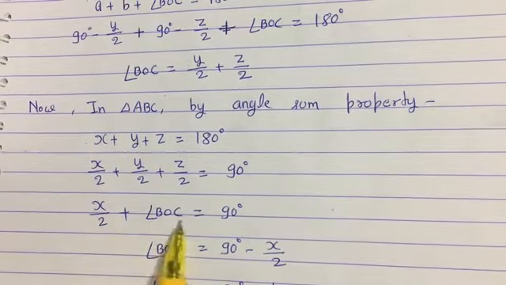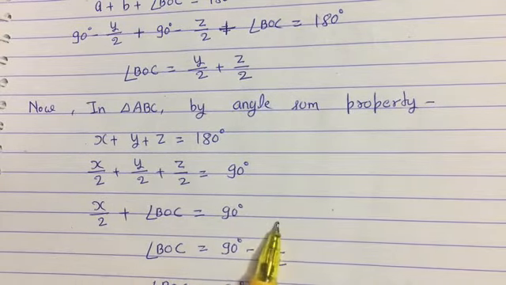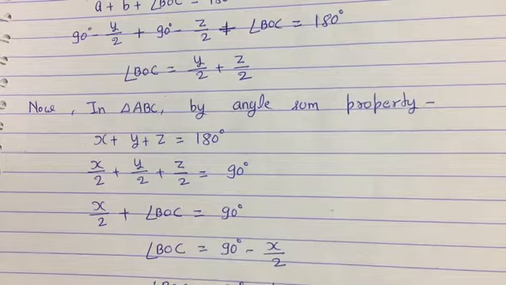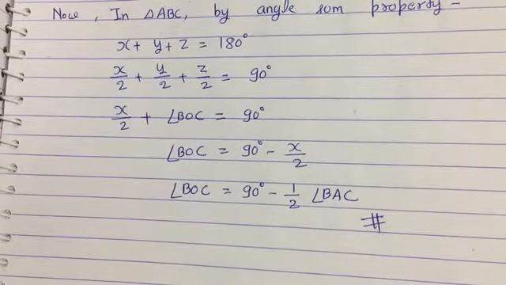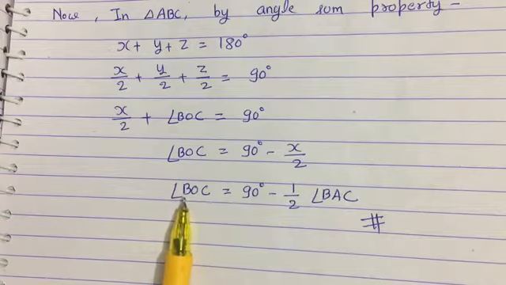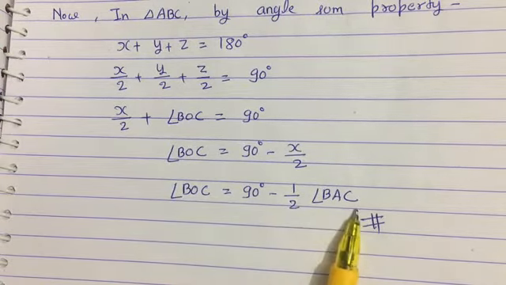x by 2 plus angle BOC is equal to 90. Now transfer this x by 2 to this side. Angle BOC is equal to 90 minus x by 2. Okay, and x is what? x is the angle A, and that is written as angle BAC. So this is our result, that angle BOC is equal to 90 minus half angle BAC.